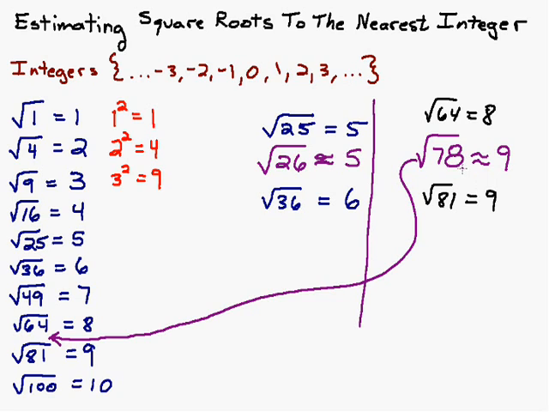determining, finding your two perfect squares, the next perfect square that's above it, and the next perfect square that's less than that number, and then determining which number this number is closest to. Is it closer to the one that's less than or closer to the one that's greater than, and then going with that answer. So hopefully that helped, and you'll have a lot of success in estimating square roots to the nearest integer.